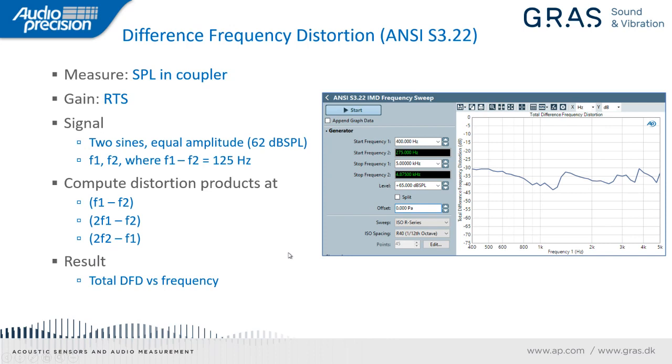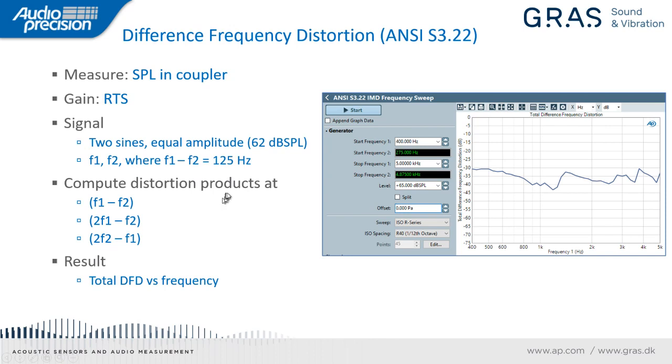Some other metrics are around intermodulation distortion. ANSI S3.22 calls it difference frequency distortion. Here we're generating 2 sine signals that are of equal amplitude, but different in frequency by 125 Hertz. In the next slide, we'll show the IEC version of this. It's very similar. One thing that's different: in the ANSI standard, F1 is the higher of the 2 frequencies. In the IEC standard, F2 is the higher, but they both have a difference frequency of 125 Hertz, which is important.